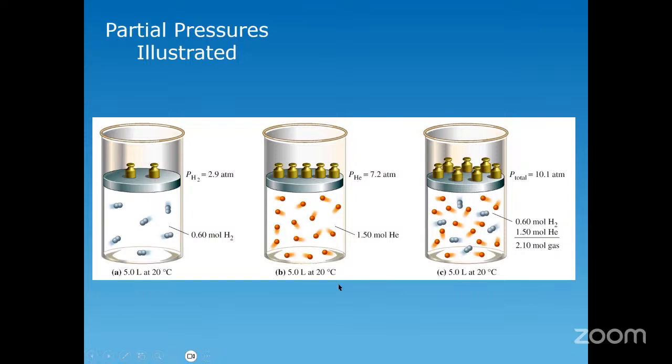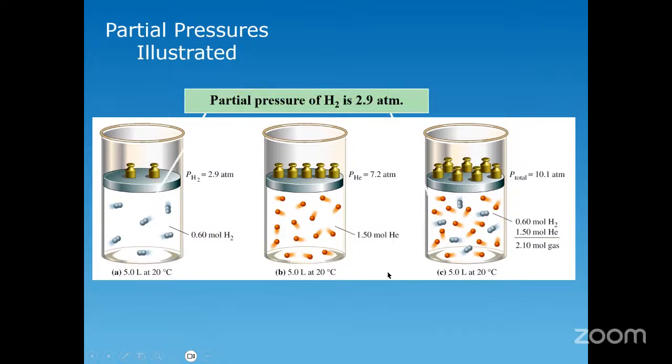At the same volume and temperature, there's another gas in this container. This is the mole value, this is the pressure value, right? So when you mix them together, under the same conditions of temperature and volume, the total pressure, 10.1, would be the sum of the individual pressures, which is 2.9 plus 7.2. Of course, the total mole value would be the same result when you add the moles of each of them. So 1.5 plus 0.60 gives you 2.10 moles. So that's basically how Dalton's law of partial pressure works.